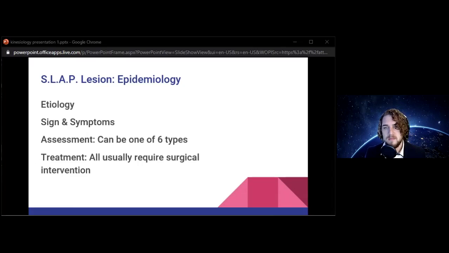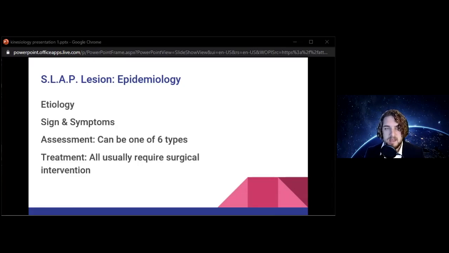For assessment, there are at least six types of SLAP lesion, named type 1 through 6. The first is where there's no actual fraying or detachment of the biceps tendon from the insertion, so it is still intact, but it is just a serious strain. Type 2 is the most common. It is a detachment of the biceps tendon from the labrum and glenoid rim.